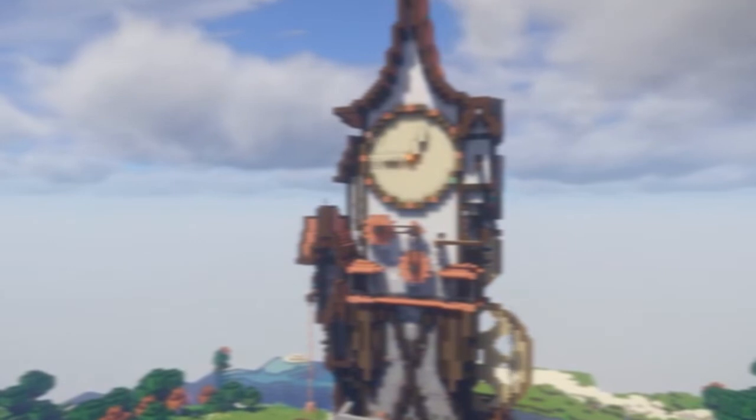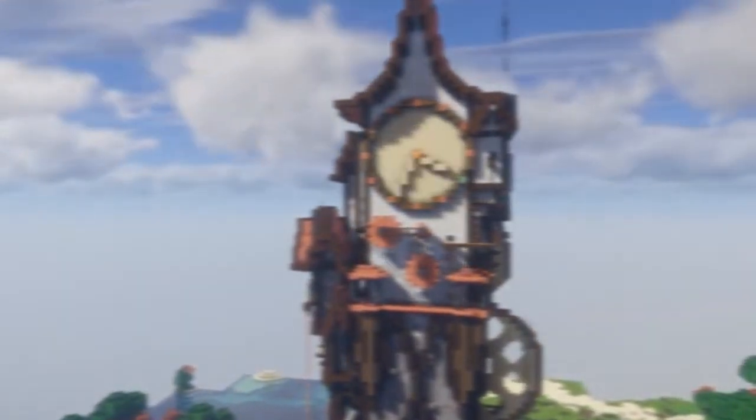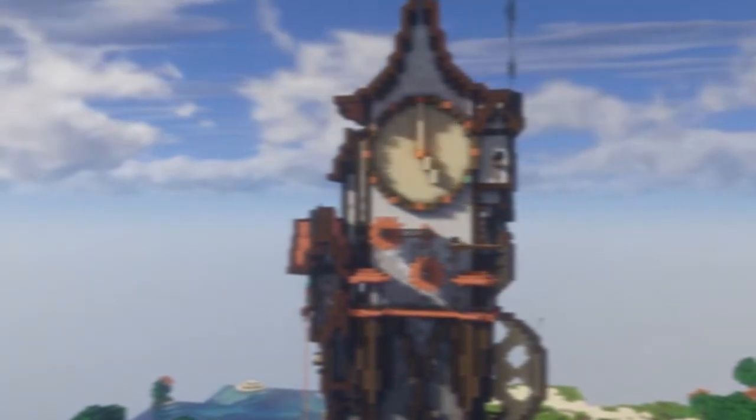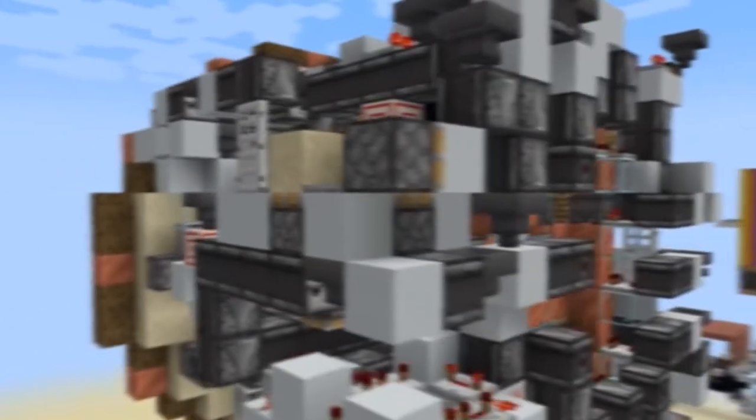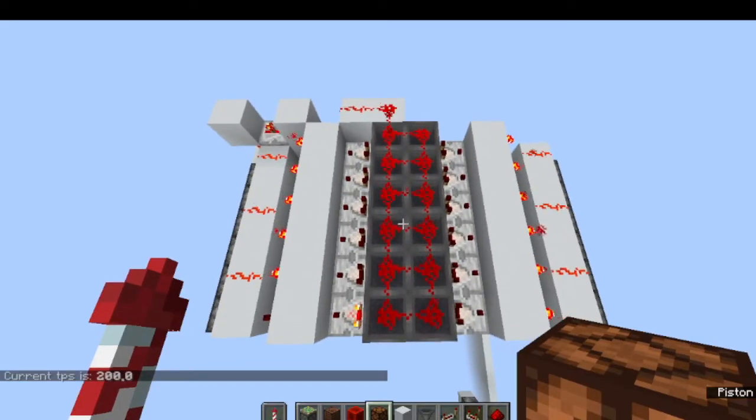Plus, there's also the fact that people can sleep through the night, and if the clock goes into unloaded chunks, it won't work. Thus, the clock can't possibly be always synchronized with the in-game time, which is why I wisely decided to ignore the problem and work on the mechanism to keep track of the time.